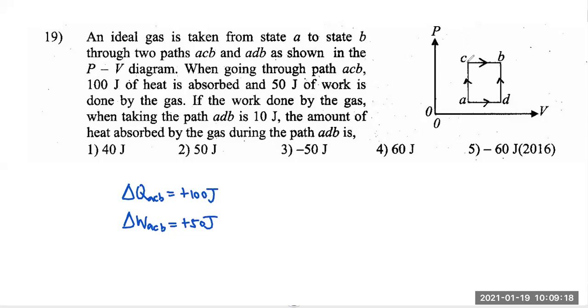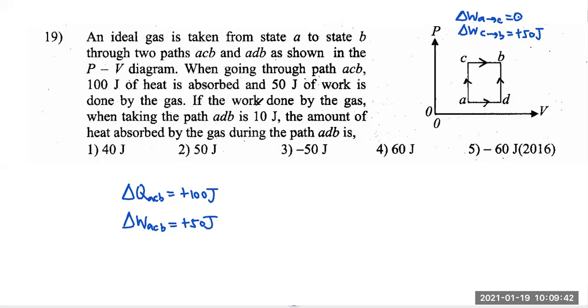During AC, from this diagram, you should be able to understand delta W A to C is zero. So delta W C to B should have been plus 50. Because what they have given in the question is delta W ACB. ACB means from here to here to here. But from A to C, no work is done. So whatever the work done during C to B should be the whole work done.